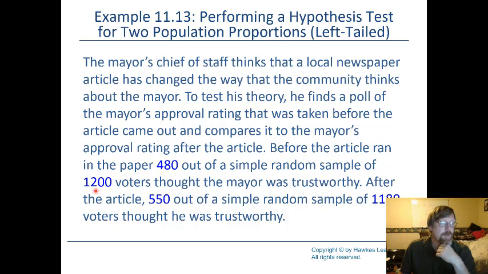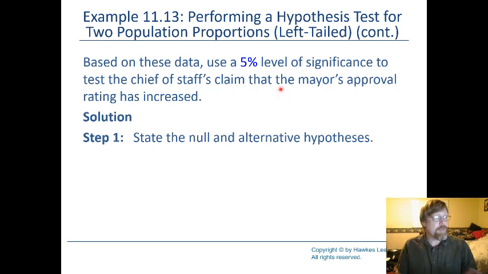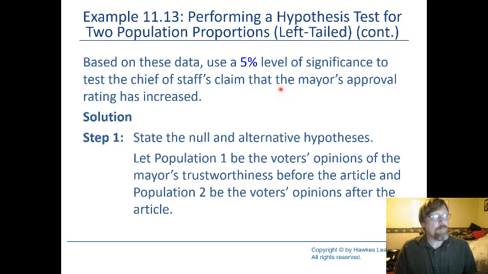So 480 out of 1200 thought the mayor was trustworthy before the article. 550 out of 1180 thought he was trustworthy afterwards. So we want a 5% level of significance to test the claim that the mayor's approval rating has increased. All right, so let's start with what is our null and alternative hypothesis. Again, we're going to have population 1 be the opinion before the article, and population 2 be the opinion after the article.